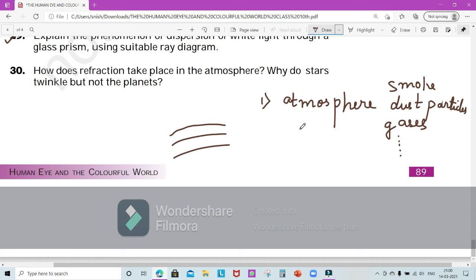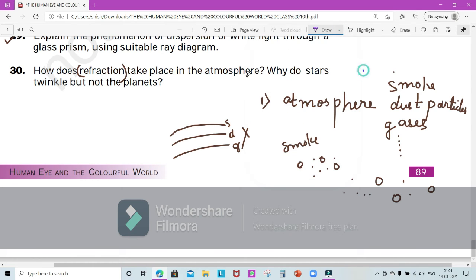But another thing that happens along with this is that the position is not fixed. It's not that smoke should be here only, dust particles here only, gases here only. Nope, this is not the case. Instead, the position keeps changing. If the smoke is here like this and the dust particles are here like this, after some time you will find that the smoke particles have moved apart and the dust particles have also moved apart. Based on these positions, the refractive index will also change. So these are the reasons why refraction takes place in the atmosphere.